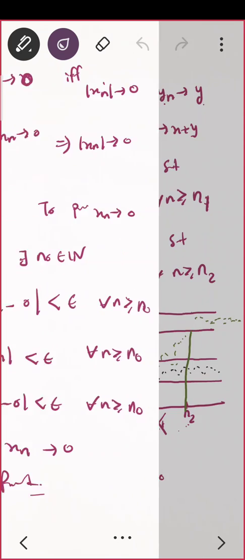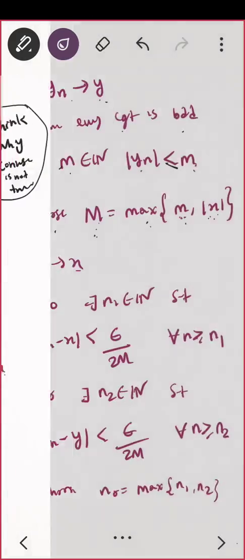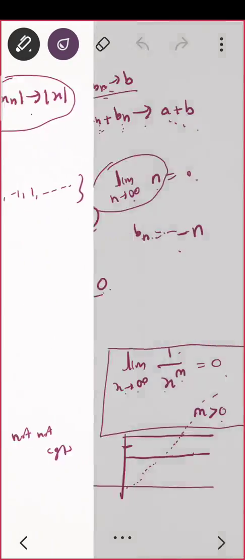Do you see that? Here it was n1, n2. If I choose n1, then there will be some problem. There will be some people who are remaining. If I choose n2, everybody will be in the epsilon band. So the maximum should work. Correct. Nice. So this was your sandwich theorem.